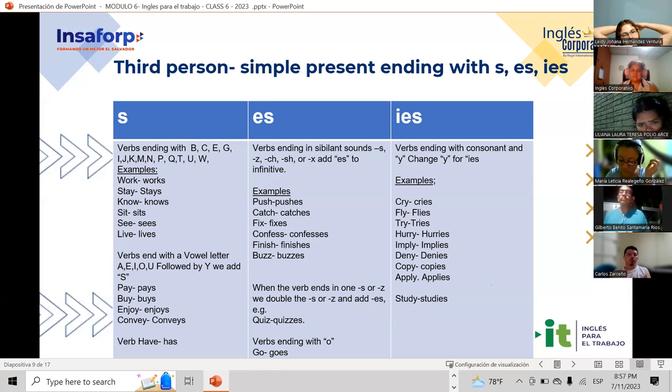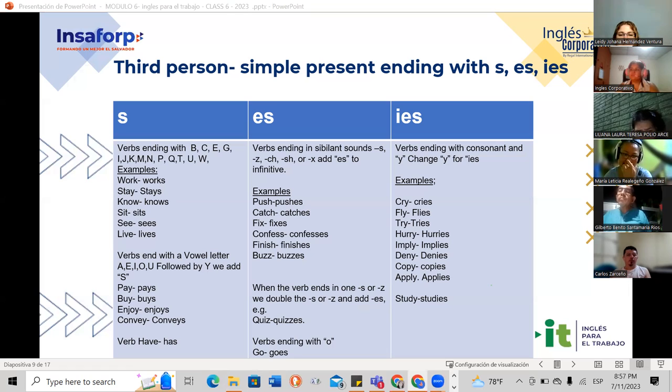Teacher, what does imply mean? Implies. Imply, yes. Implicar. Oh, okay. Okay, thank you. Another question you may have? Do you know all of them? Do you know the rules?